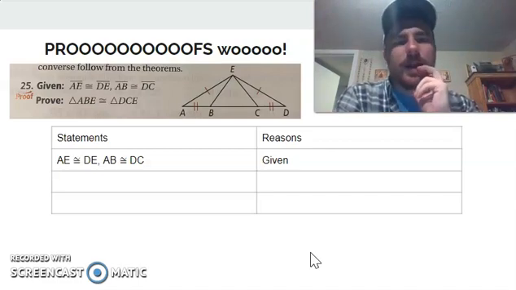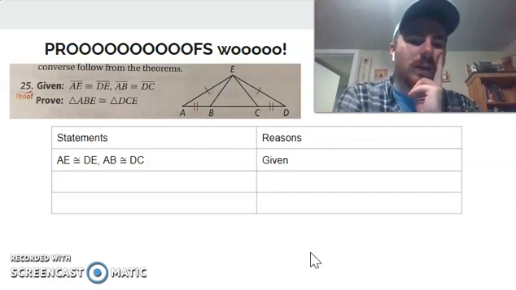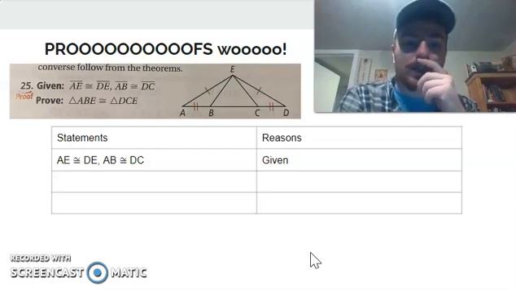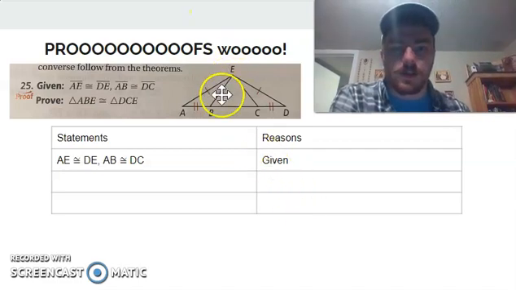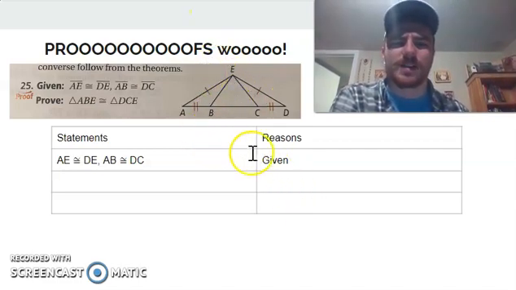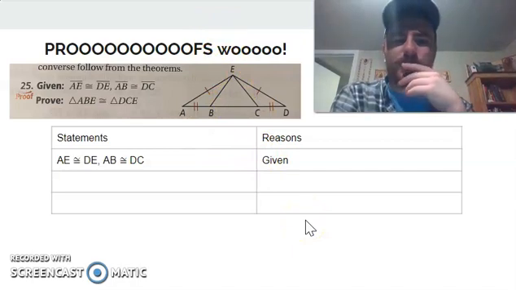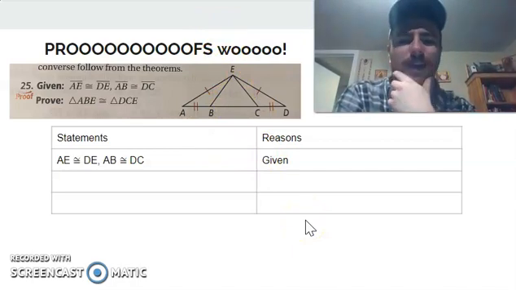I really don't see any way, shape, or form that I could use anything in my knowledge to get side BE or side CE. So this part or that part. I don't know if you guys can see my mouse, but it is what it is.